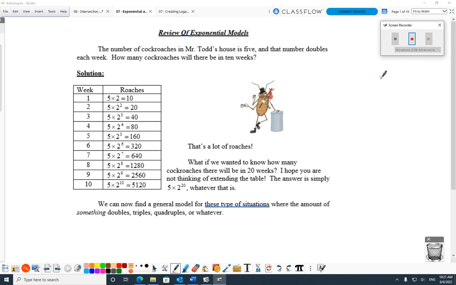So I made up this silly example. The number of cockroaches in Mr. Todd's house is 5, and that number doubles each week. How many cockroaches will there be in 10 weeks?